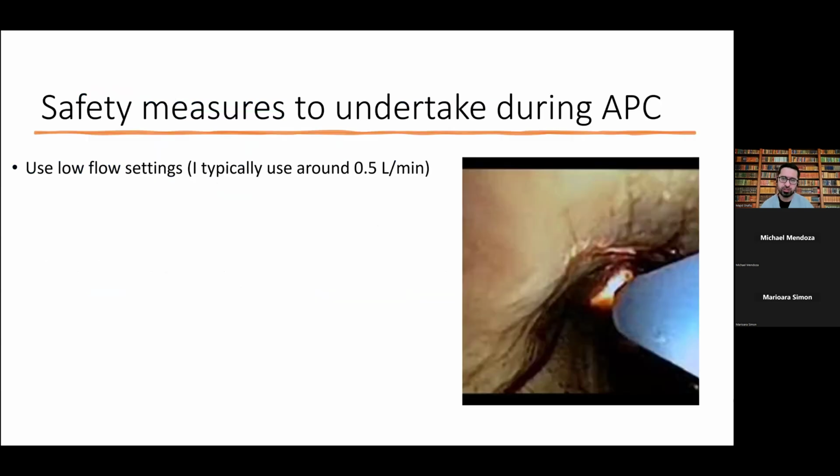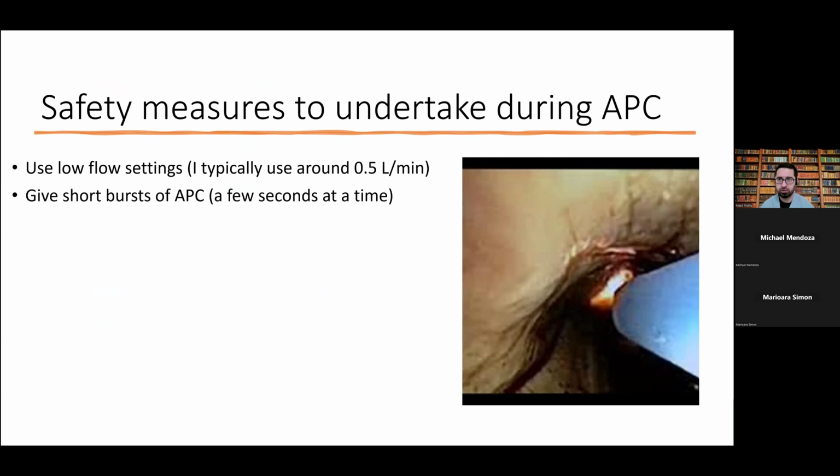So what are the safety measures to undertake? We talked about safety measures for cryotherapy, now safety measures to undertake during APC. You gotta use low flow settings. I typically use a very low gas flow setting of 0.5 liters per minute. I would say consider doing something similar. Use short bursts of APC at a time.